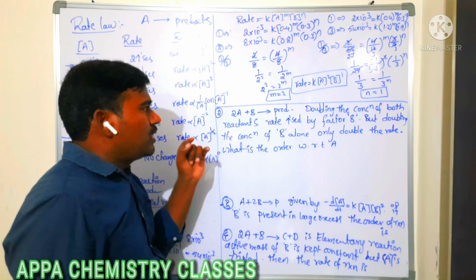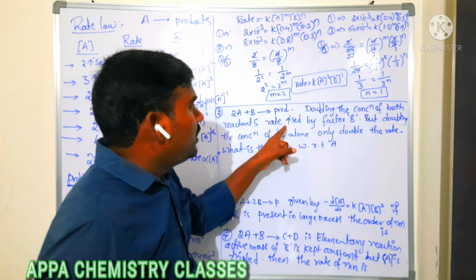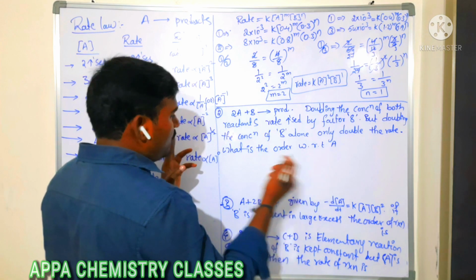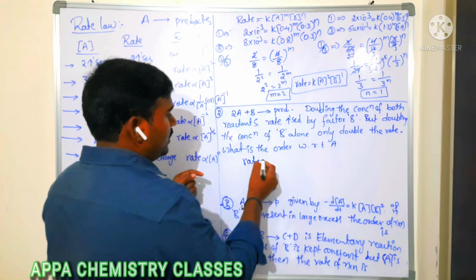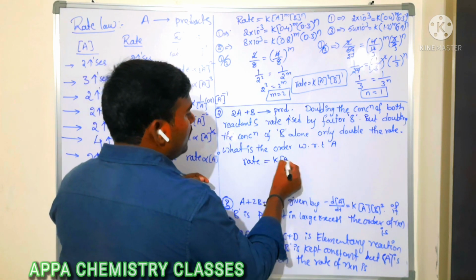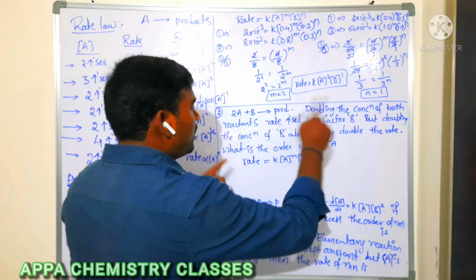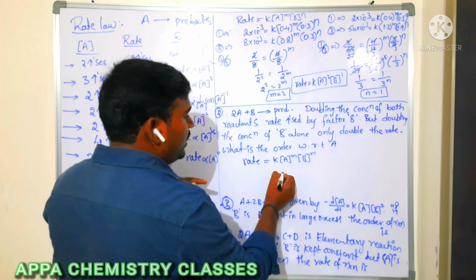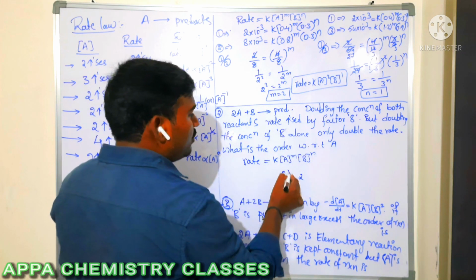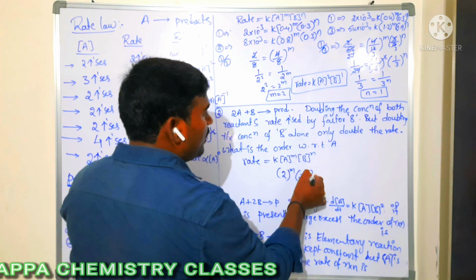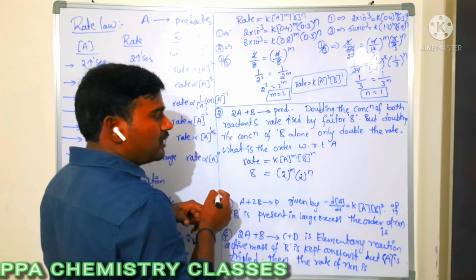Now in this question, 2A plus B gives rise to product, doubling the concentration of both reactants. For this reaction we don't know the rate expression because it is not an elementary reaction. If they mention it, then only we have to take it. So rate is equal to k into A power m, B power n. What they are doing is doubling the concentration of both reactants, so A is doubled and B is also doubled, giving 2 power m, 2 power n. The rate increased by a factor of 8.